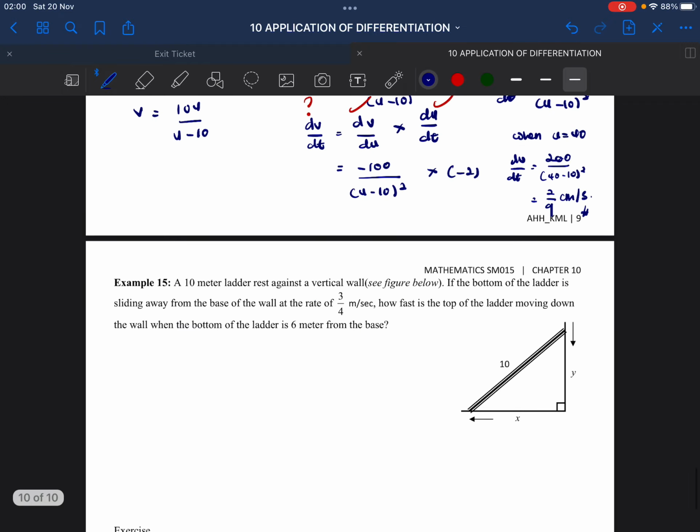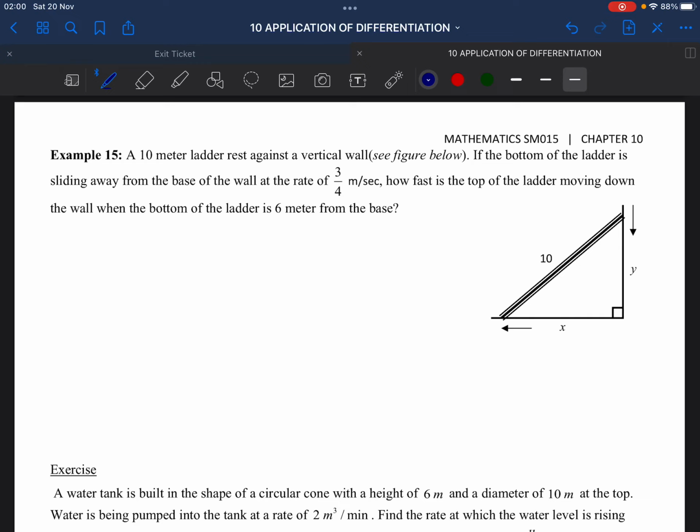Now let's do the last question for rate of change, for chapter 10 and for this semester. A 10-meter ladder rests against a vertical wall. If the bottom of the ladder is sliding away, so the bottom of the ladder here is x, therefore we should have dx over dt, from the base at the rate of 3 over 4. Sliding away, so that is positive 3 over 4.